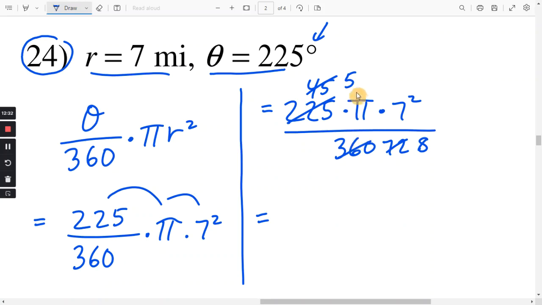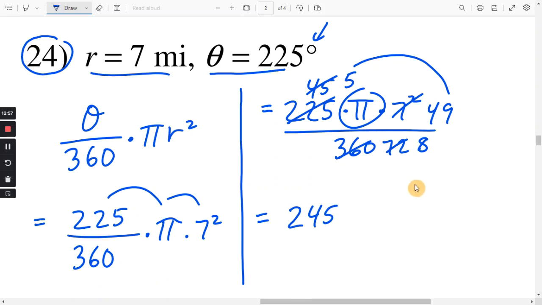Okay, so in the numerator, 7 squared is 49. And in the numerator, I'm going to do 5 times 49 and leave pi as is. So 5 times 49 is 245. And by the way, I didn't have to cross this out and write 49. I could have said 5 times 7 squared. Let the calculator do the work. And we still have the pi in the numerator. And that is divided by 8.